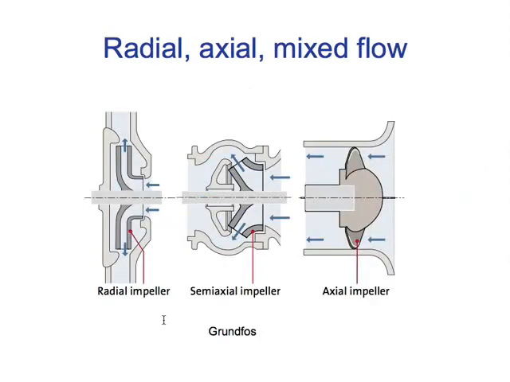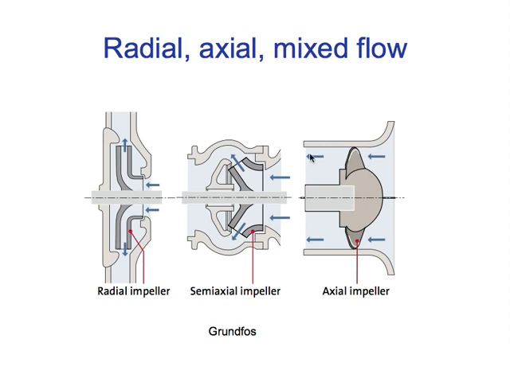If we look at the type of flow we have inside the impeller, we can classify the impellers into three types: radial, axial, and mixed flow. In the radial impeller, you can see the flow. This is the axial direction of the flow, and this is the radial direction. You can see this impeller has mostly or exclusively a radial velocity component.